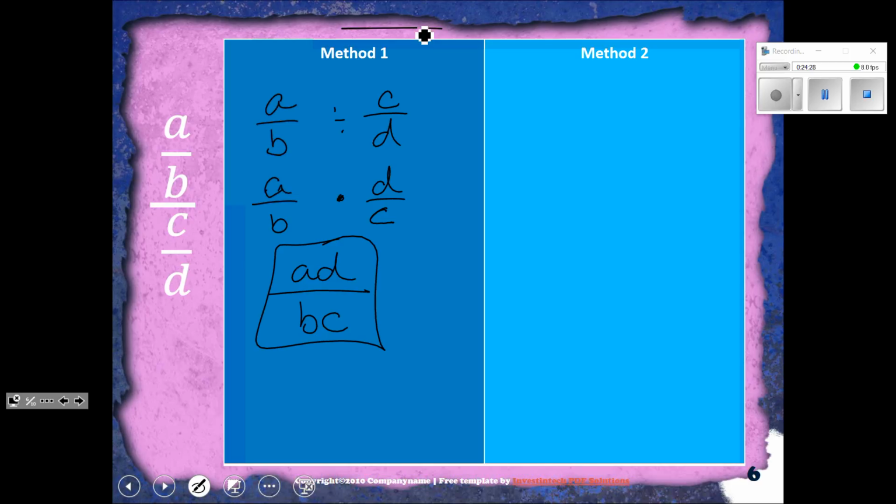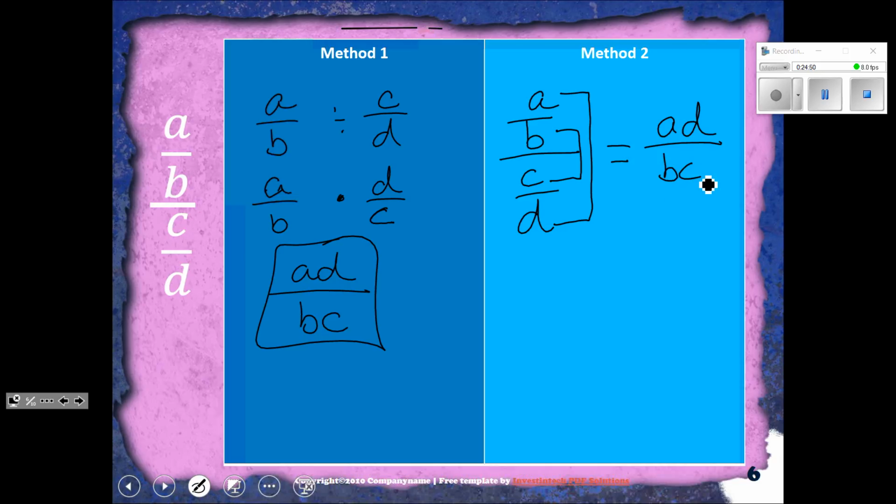It says this. There is a property that says if you have A over B divided by C over D, you can take the very top and the very bottom and multiply them together and put them in the numerator. So A times D, AD. And then you can take the middle two and put them on the bottom and have BC. What do you notice about the answer for method 2 and the answer for method 1? They're the same. They're the exact same thing.